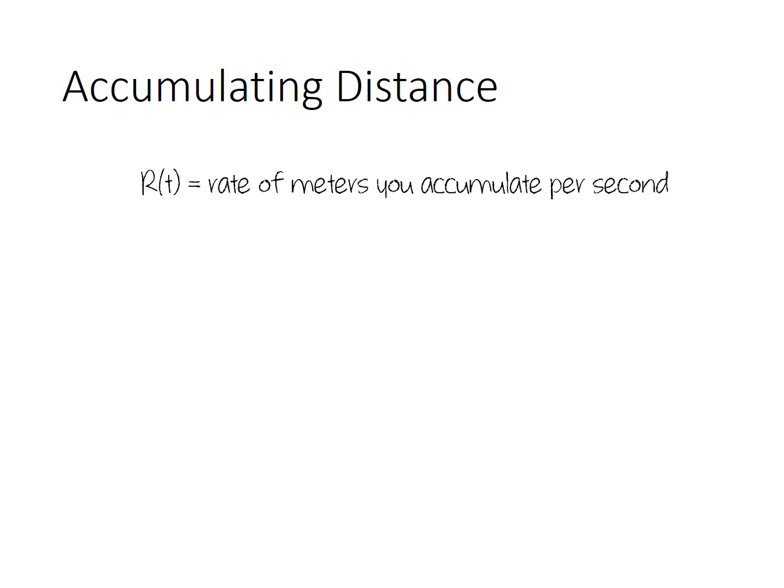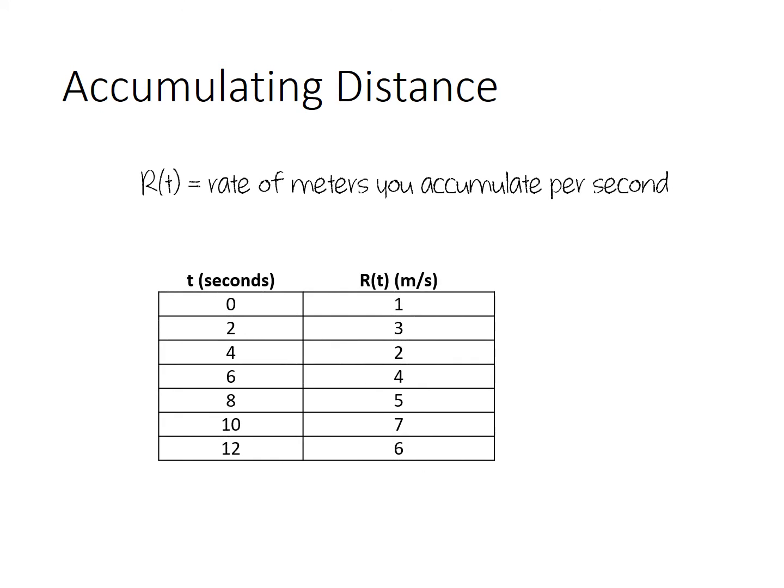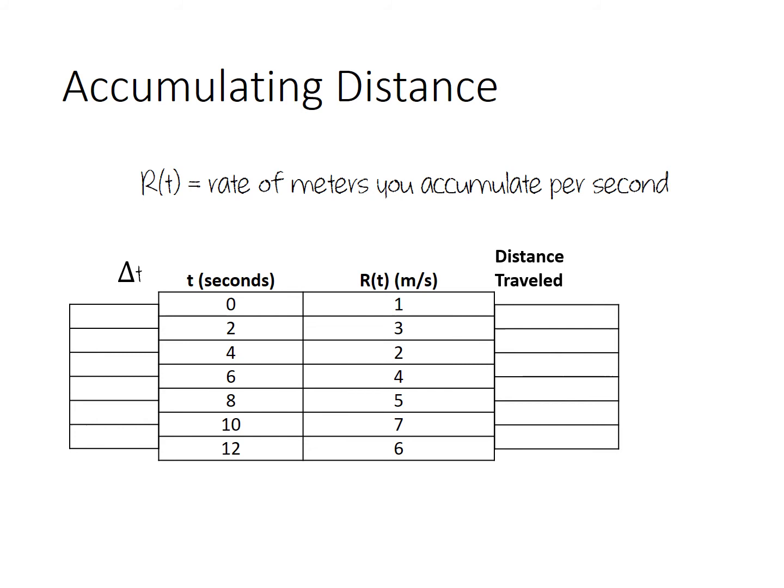A scenario that you might be familiar with is accumulating distance when you're traveling. For example, let's say that the function r of t tells you the number of meters a moving car accumulates in each second, and you collect some data that shows the rate of accumulation at various points in time. Let's add some space to record the time intervals, and also some space to record the distances traveled.